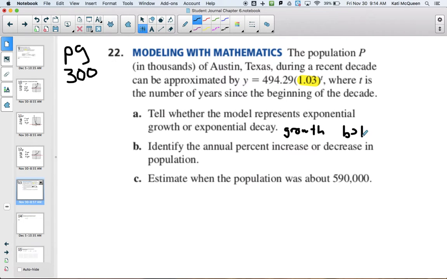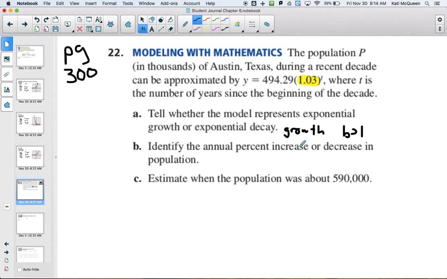Okay, they say identify the annual percent increase or decrease in the population. So like if I had 2 to the power of x, that was our very first graph we did, something was doubling. So our growth would be like 200% if it's doubling.